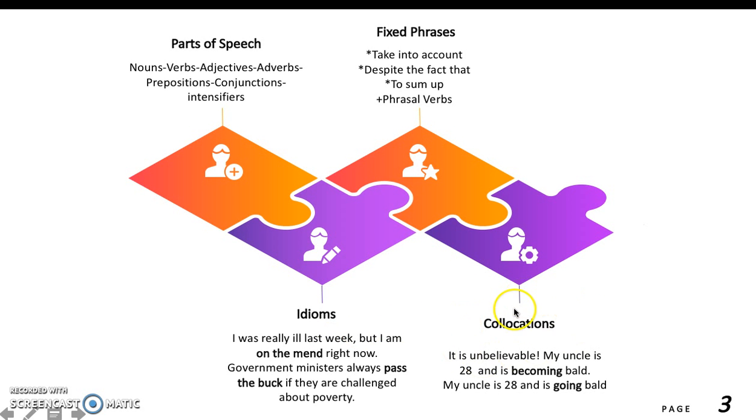And the last one is collocations, a topic that we have seen in class. Basically, a collocation is a pair or group of words that are often used together. Here we have an example: it is unbelievable, my uncle is 28 and is becoming bald. My uncle is 28 and is going bald. Here, the correct combination of words is not becoming bald. It's going bald. This is the correct one.